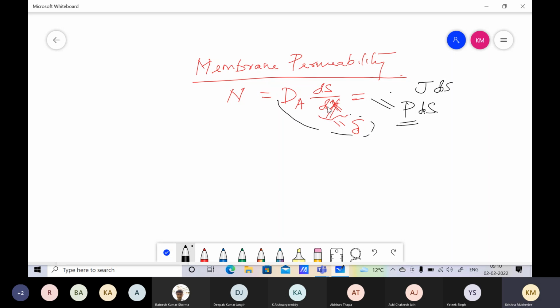So P has to be calculated. So permeability into delta S is the flux across the membrane. We are familiar with this kind of formulation.